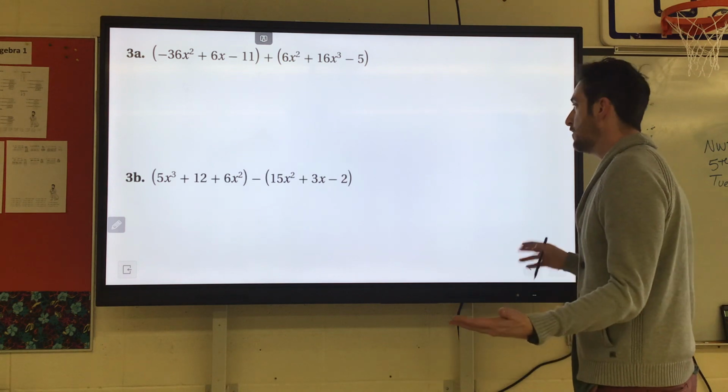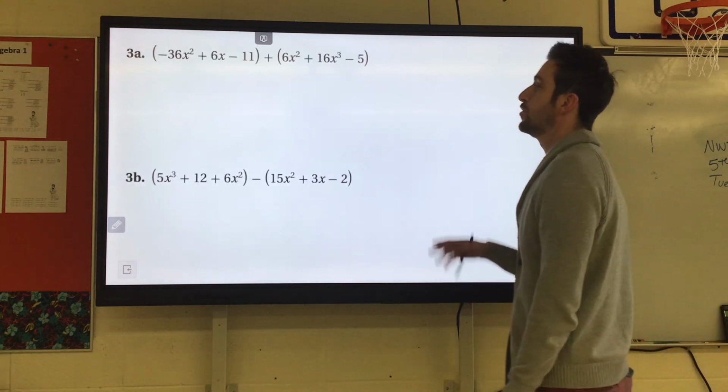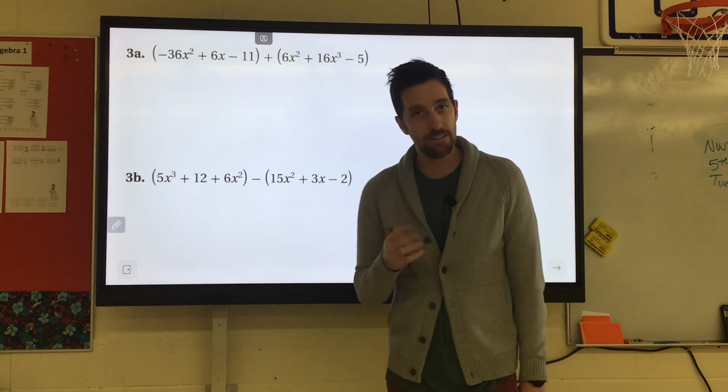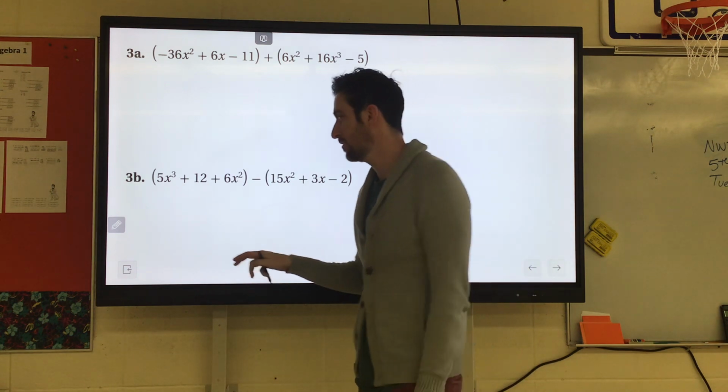Again, here's 2 for you to try, and I think this is it. So try them, check in when you're done, and then that's the end of the notes.